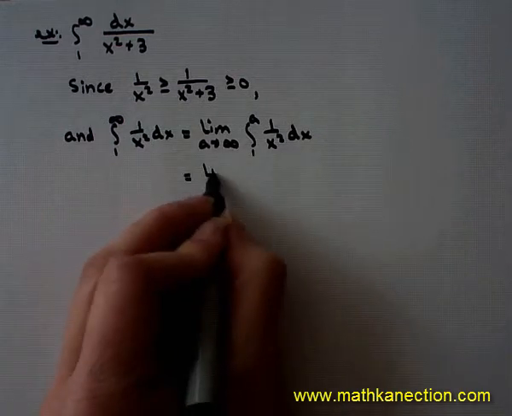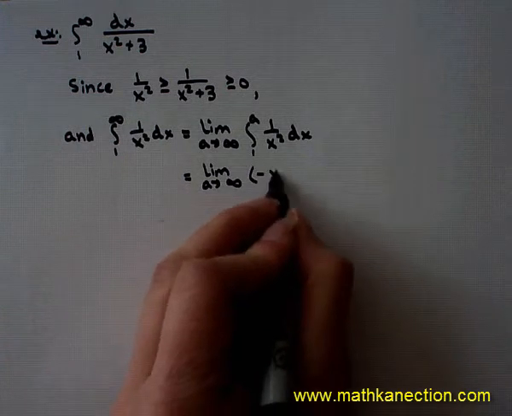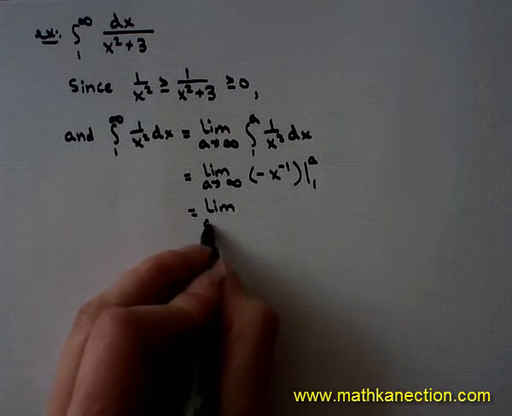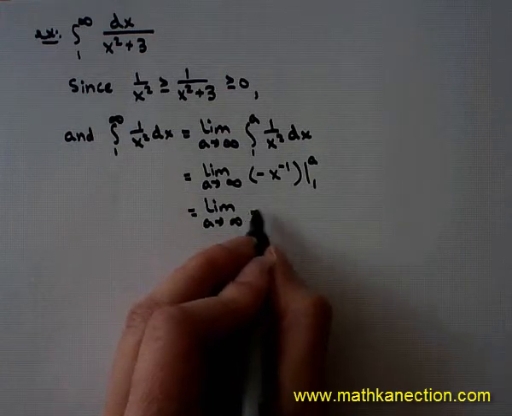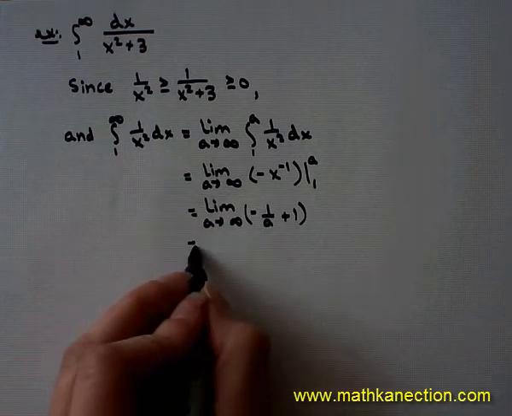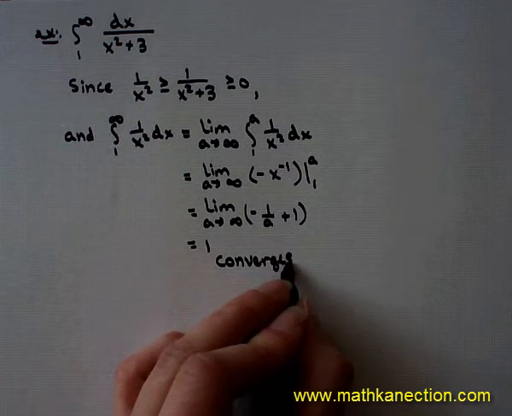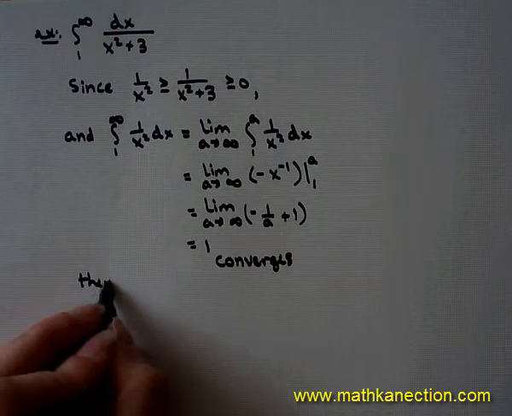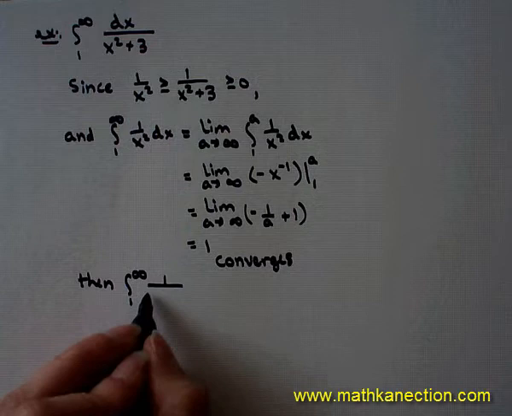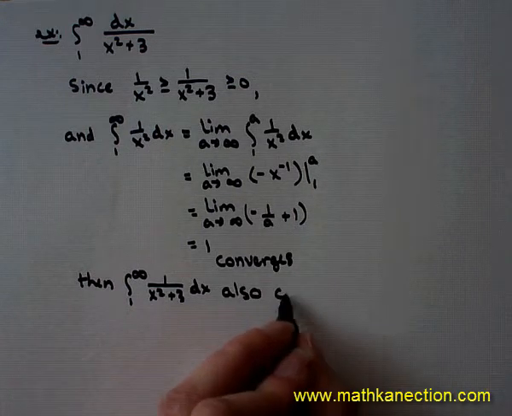which is the limit as a approaches infinity, anti-deriving 1 over x squared becomes negative x to the negative 1 from 1 to a, which is the limit as a approaches infinity, following the fundamental theorem of calculus, of negative 1 over a plus 1, which is equal to the value of 1. So the integral from 1 to infinity of 1 over x squared dx converges. And since that was greater than or equal to 1 over x squared plus 3, then we can say the integral from 1 to infinity of 1 over x squared plus 3 dx will also converge.